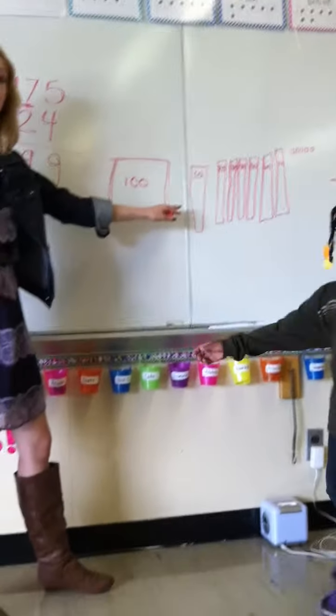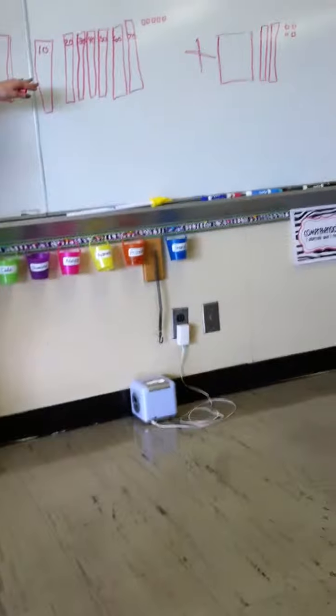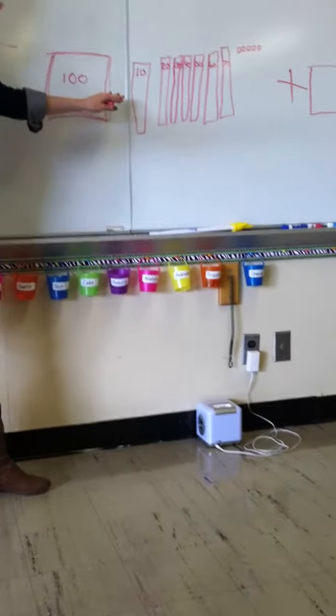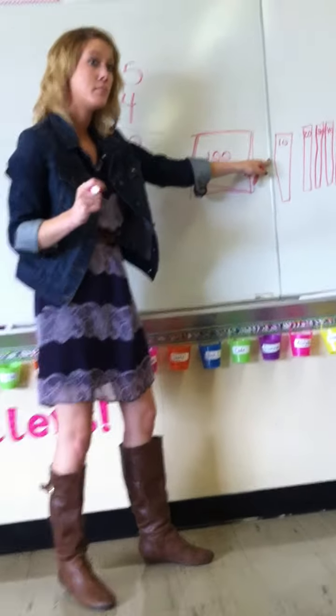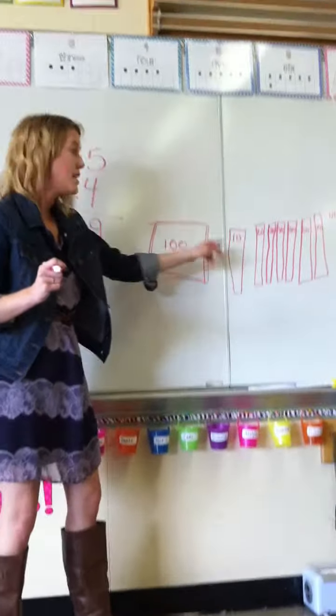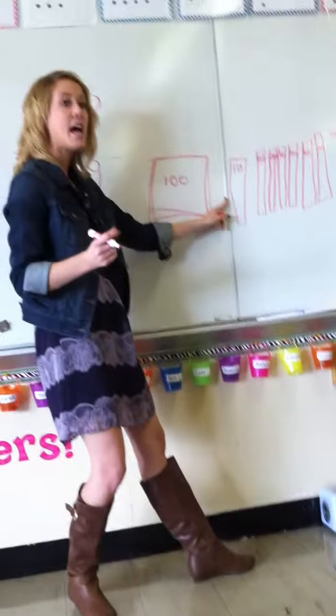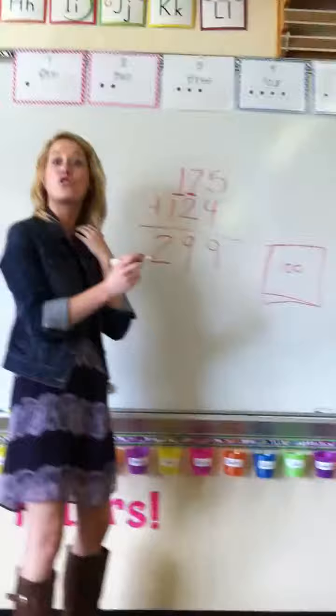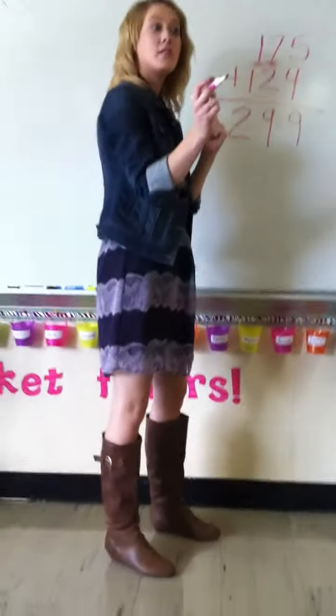And each 10 is worth how many ones, Sakara? 10. It's worth 10. So let's count by tens. 7 times. 10, 20, 30, 40, 50, 60, 70. So we have our 170. And then she drew how many ones? How many ones did you draw, Shamiria? 5, because she had a 5 in her ones place.